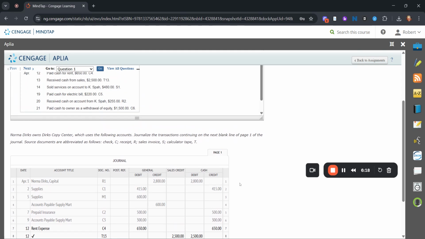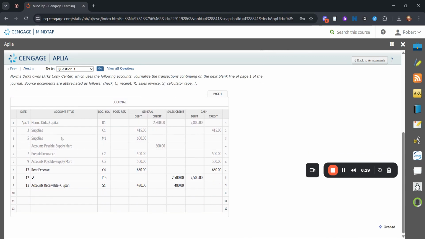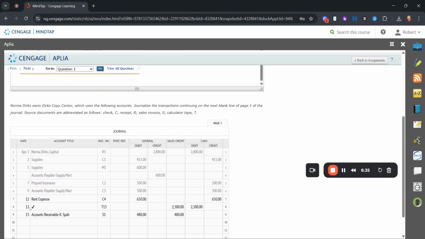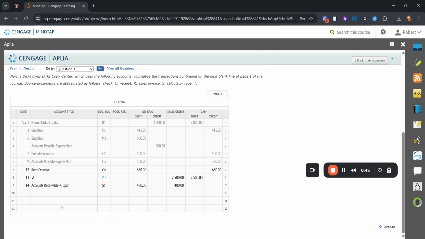And then we have the next one, the 14th, sold services on account. Yeah, we just did that one. I put the 13th there. Oh, I see where I messed up. I put a 12 there instead of 13. There we go. Now I've got everything lined up right.